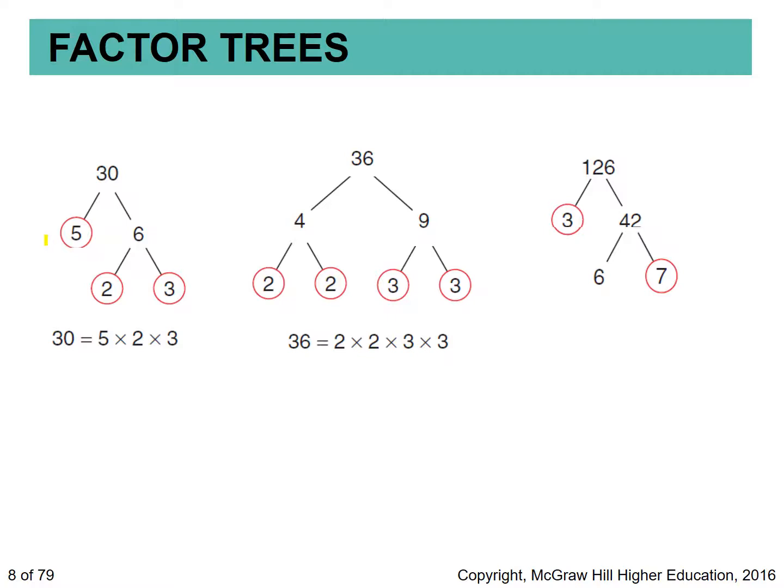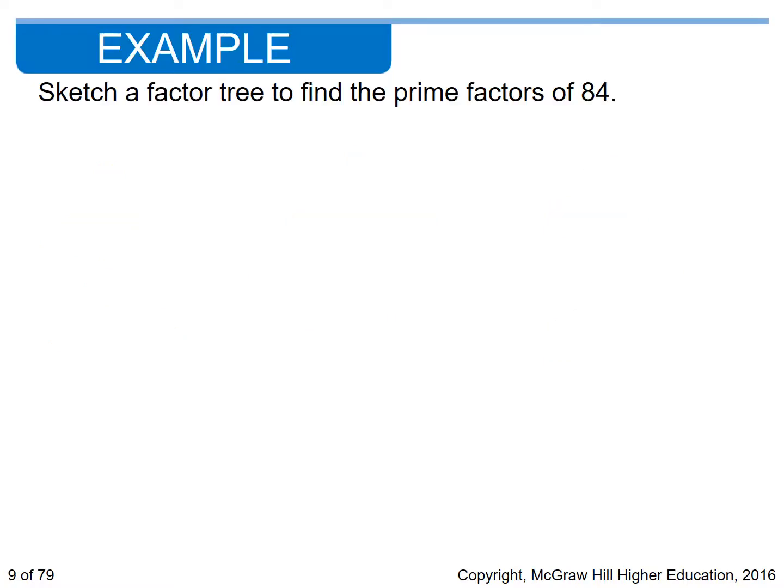So I'm going to take 42 and divide it up into 6 times 7. 7 is prime, so I circle it. And then I continue with 6 as 2 times 3. Those are both prime, so I circle them. So I end up with the prime factorization being 3 times 2 times 3 times 7, or in a different order.